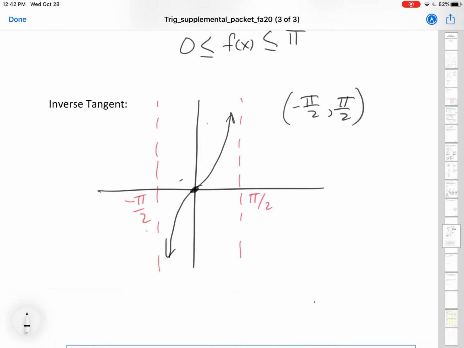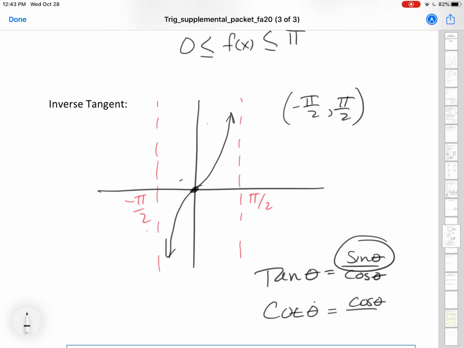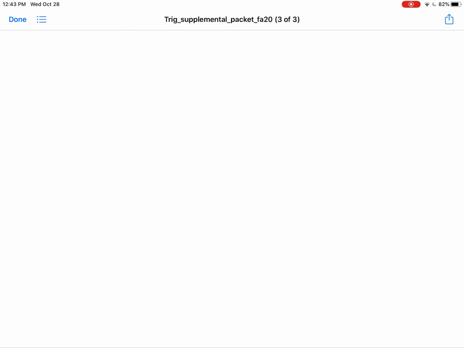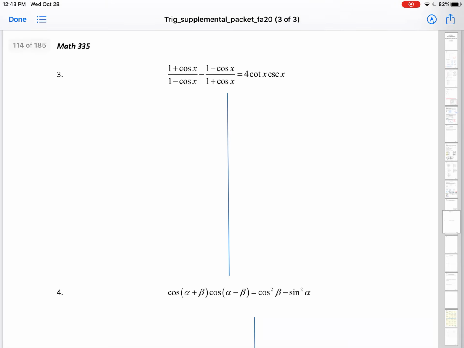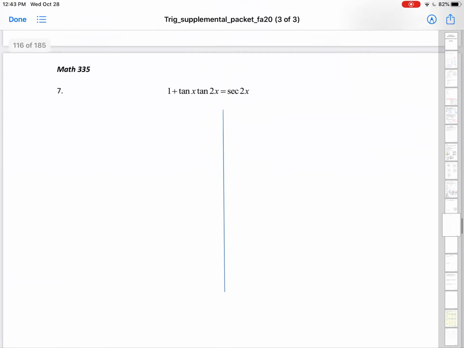But what's nice is tangent shares the same thing as sine. If you remember, sine was from minus pi over 2 to pi over 2, and so is tangent. Remember what tangent theta is: sine theta over cosine theta. The top wins. That's who it behaves like. So guess what about cotangent theta? When it's cosine theta over sine theta, guess who wins? Cosine. And cotangent is from 0 to pi. So there'll be some connections like that. You want to memorize these restrictions. You absolutely, positively want to memorize those restrictions.